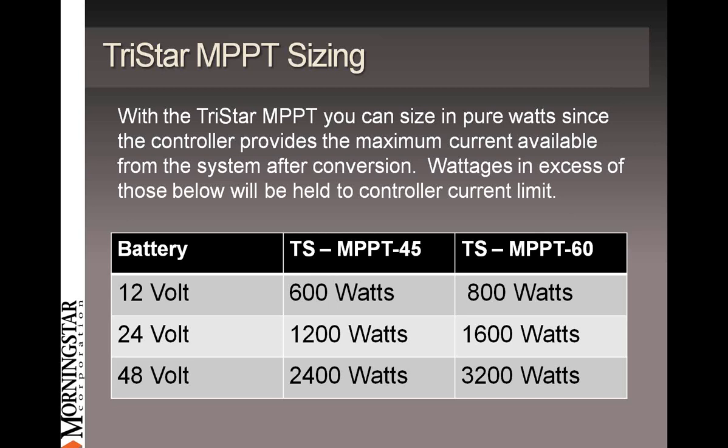So to give you a rough estimate of wattage here, the 45 amp can handle 600, 1200, or 2400 watts, depending on what battery voltage you're working at. And the 60 amp can do 800, 1600, or 3200 watts. Okay, this is just a rough guideline. I'll show you our string sizer later. That'll help you out a lot.